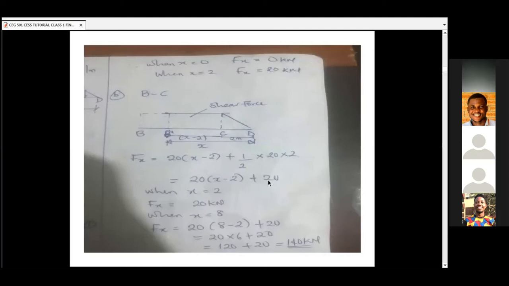You can continue, please. Okay, for the person asking how I got the 8, I asked you people to draw the diagram. From the diagram, the question, from B to D is 6 plus 2, which is 8. That's the point we are in now. Is that understandable? Yes, please, you can continue. Okay, wonderful.